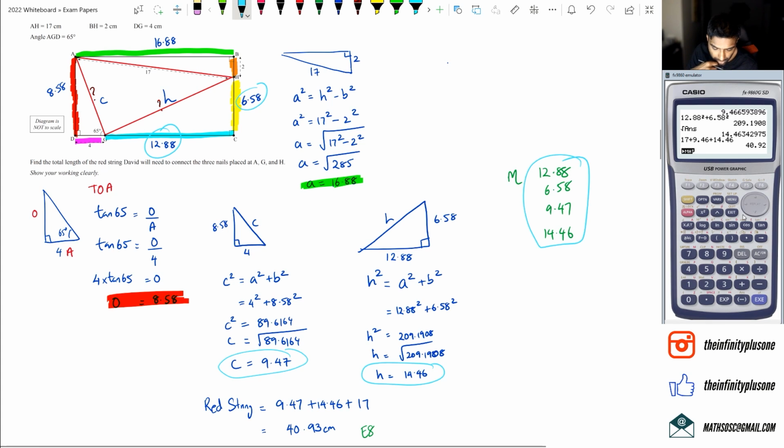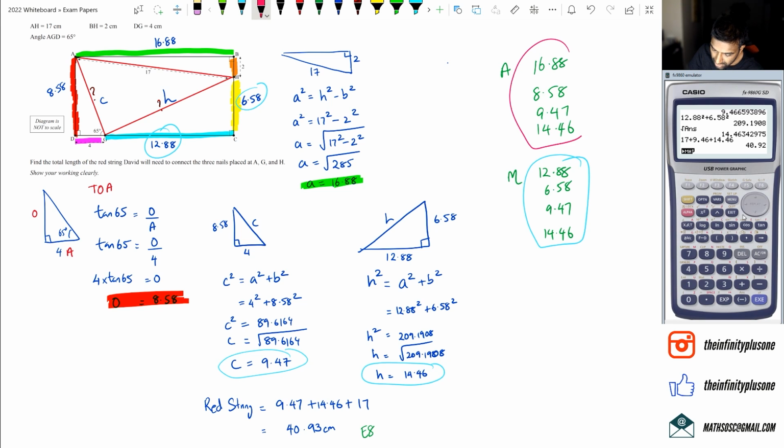Now for achieved, you are looking at just 1 of these. So 16.88, 8.58, 9.47, and 14.46. So this is going to be for your achieved. For achieved, you only need 1 of them. So if you only get 1 of those things, then you are going to get an achieved. Cool, guys. That's basically question 1. Let's go to question 2 soon.